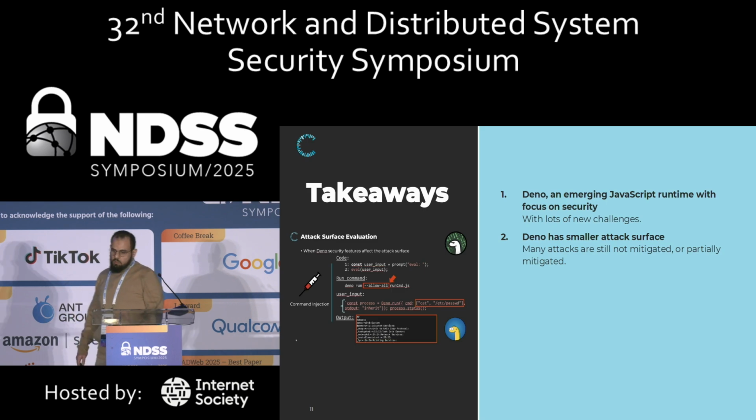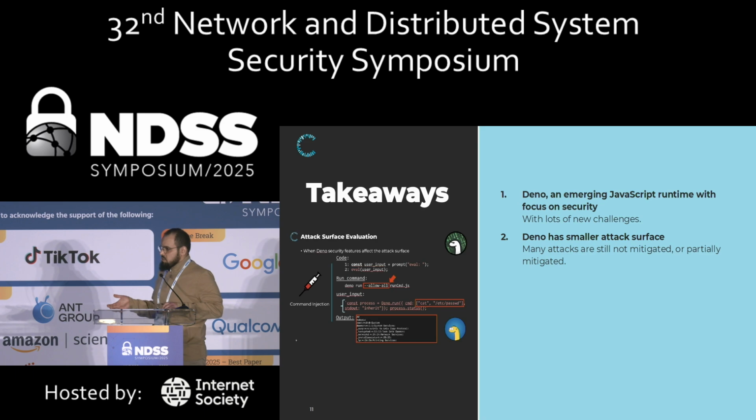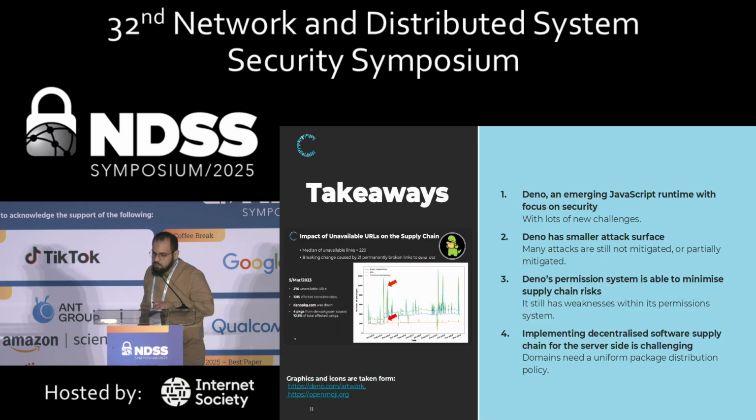So we gave rough pieces of advice to the people of Deno to mitigate these attacks, but we didn't evaluate them. These mitigations basically rely on existing research. For example, the package distribution policy, we inspired it from other research available before to solve this problem in decentralized software supply chains.